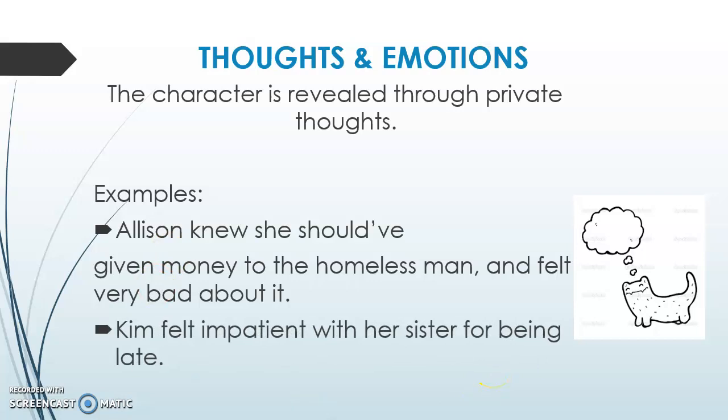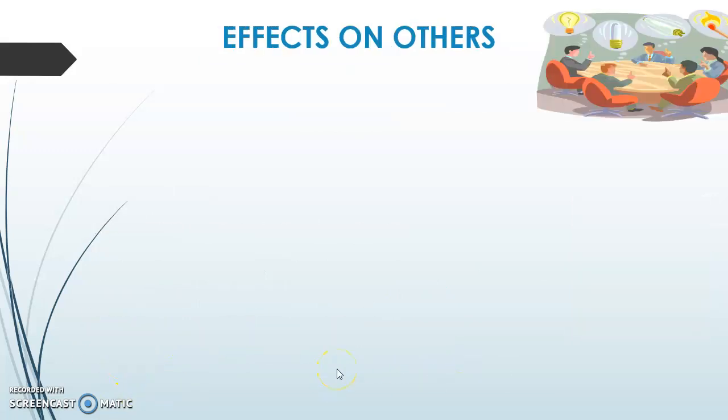All right. Kim felt impatient with her sister for being late. Well, what does this tell us about Kim? That she's impatient, and she also likes to be on time. Her reason for being impatient was because her sister was late.